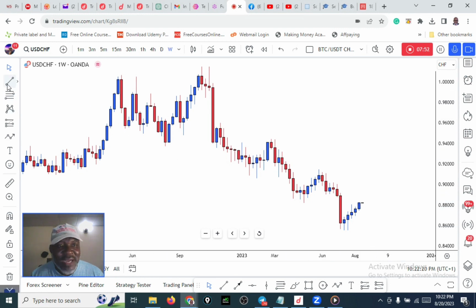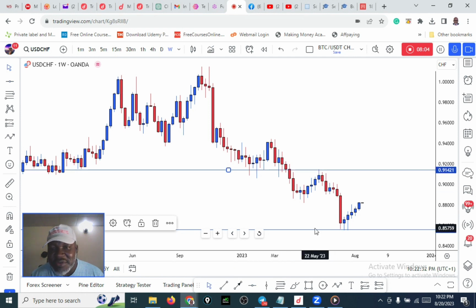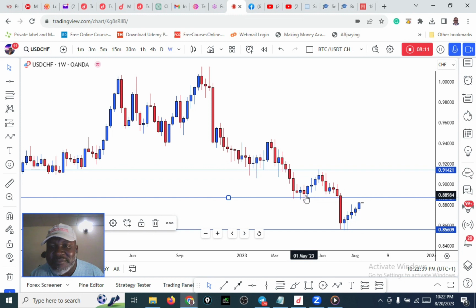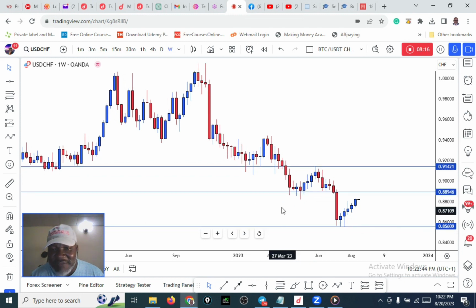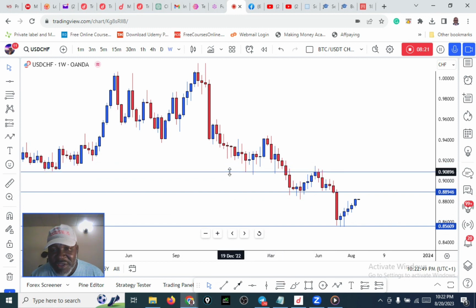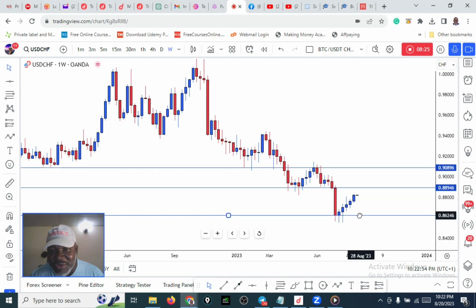So let me take my horizontal line and pick this level. My horizontal line again and pick this level. The other level again I can see from the weekly is this level. So guys, for me, these are the levels on the weekly time frame. Let's bring these levels to the body and wick. Let's also bring this to the body and wick.